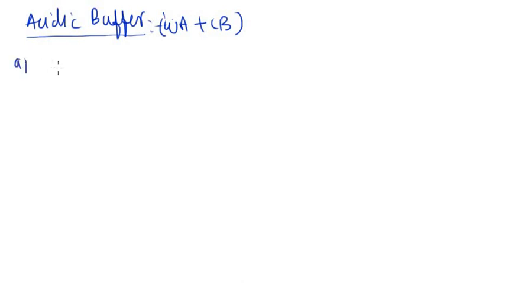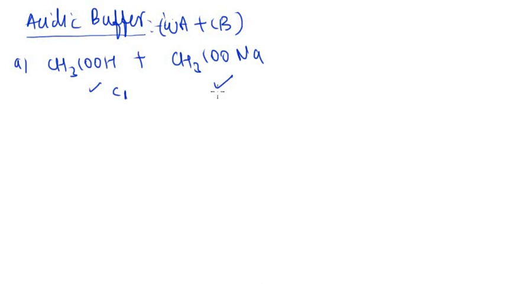Let's say we have CH3COOH, acetic acid, and CH3COONa. Whenever in elementary problems, you will be given directly acetic acid and sodium acetate. So let's say it is C1 concentration and it is C2 concentration. Both should be present in the solution.